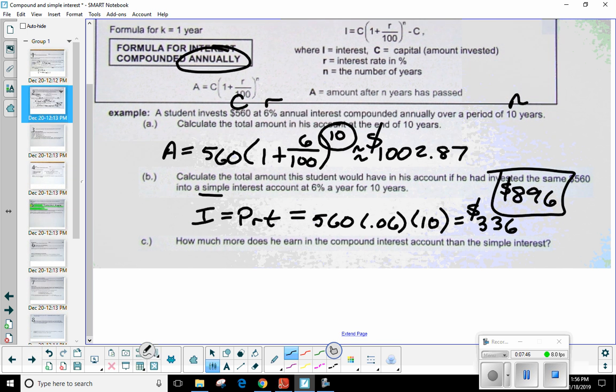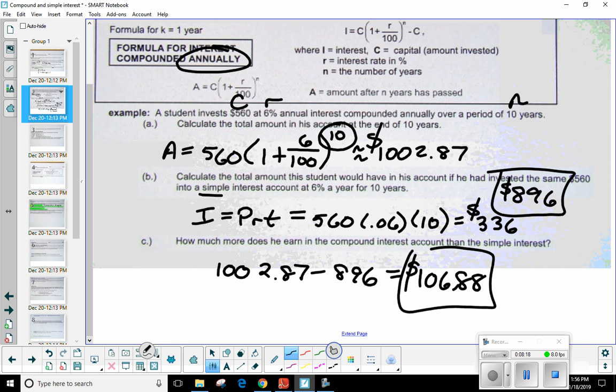Okay, so C, not that I know a lot about humor to begin with, but how much more does he earn in compound interest than in simple interest? Okay, so what do I do here? I'm just going to subtract the two. $1,002.87 minus 896. And somebody help me out here, what's the difference of the two? 106.88. Okay, do you guys agree?